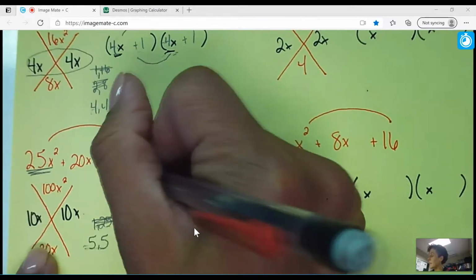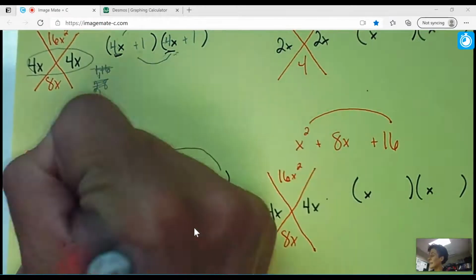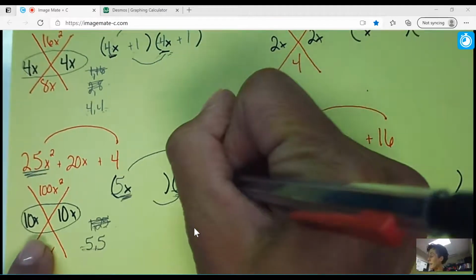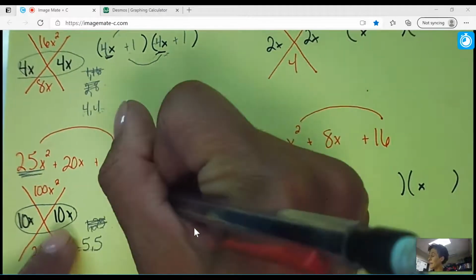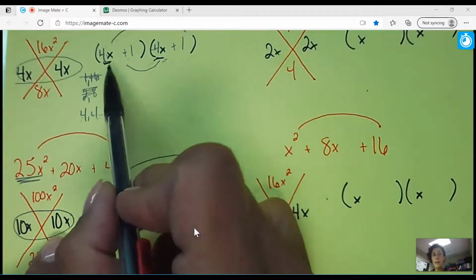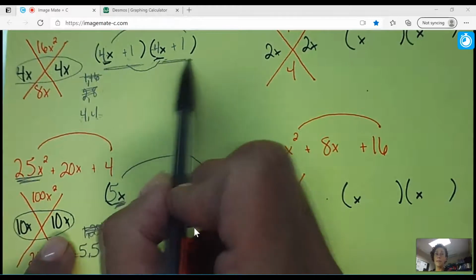And so now I can make the face to get these side numbers. And so 5 times what can get me 10? Well, that's a positive 2. And 5 times what can make this? That's another positive 2. So hopefully you're starting to notice that these are the same.